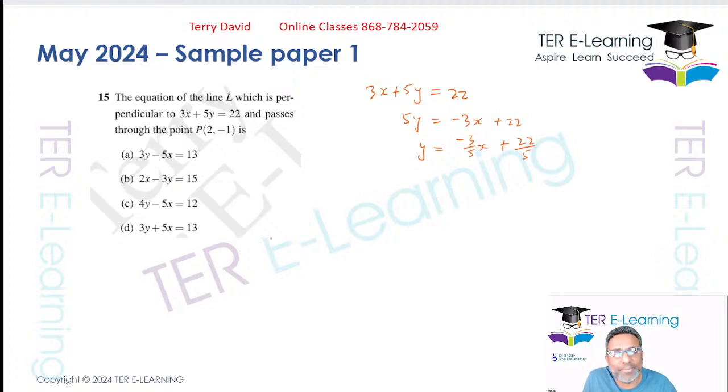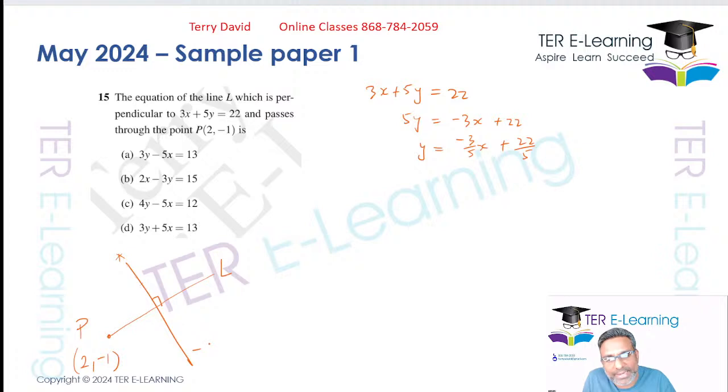So this line here, because it has a negative gradient, looks like this, right? That's the equation of the line they gave us. Now we have a point P, which is (2, -1). We don't know exactly where it is, but P is (2, -1). The question is asking me to find the equation of the line L, which is perpendicular to this line. So the line L passes through P. This here is your line L that you're trying to calculate, and it's perpendicular to that line that we just worked out.